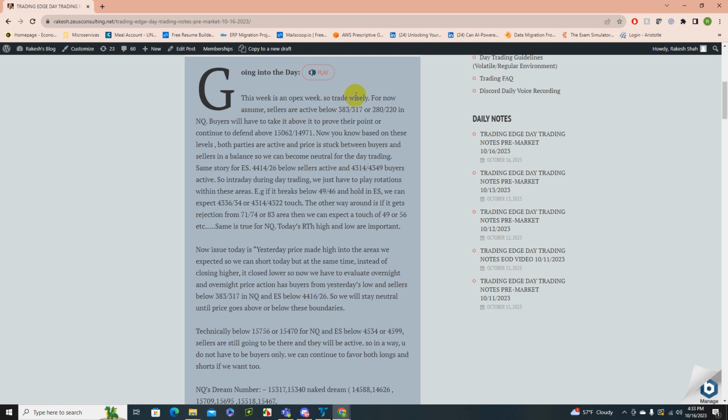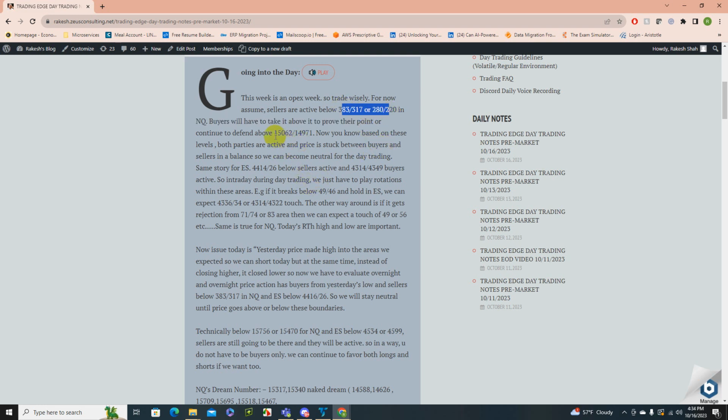If you look at the 5-minute chart, 1-minute chart, you will see that it is basically playing a game between these two levels. These are buyers, these are sellers, and that is all it did today. Now buyers will have to take it above this to prove their point. Sellers have to take it below both to prove their point.